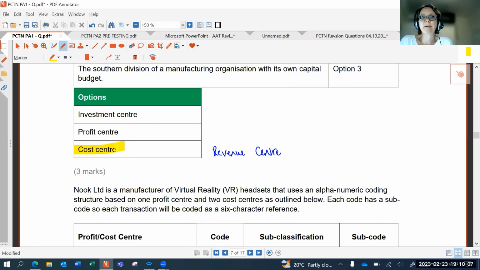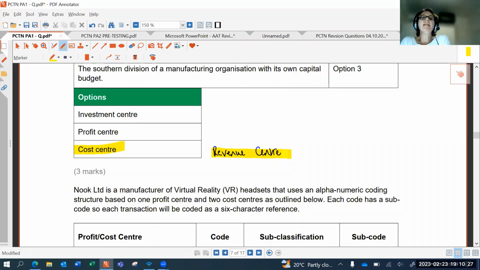Now, we're not really interested in the manager of that department controlling the costs, perhaps because somebody at head office is doing all of that. All we want them to do is sell the cars. So we set them up as a revenue centre and say, that's all we're going to assess you on. We're going to give you a target for sales. We're going to look at what you actually sold, and that's how we'll decide whether you're doing a good job or not. So it would be a revenue centre.